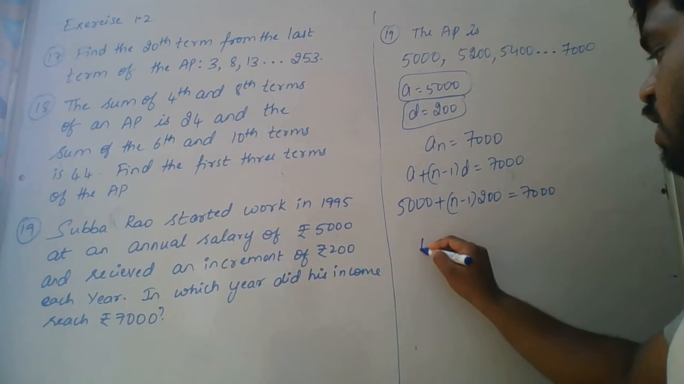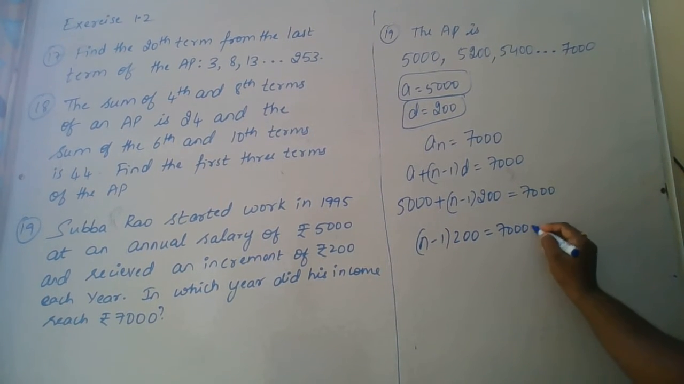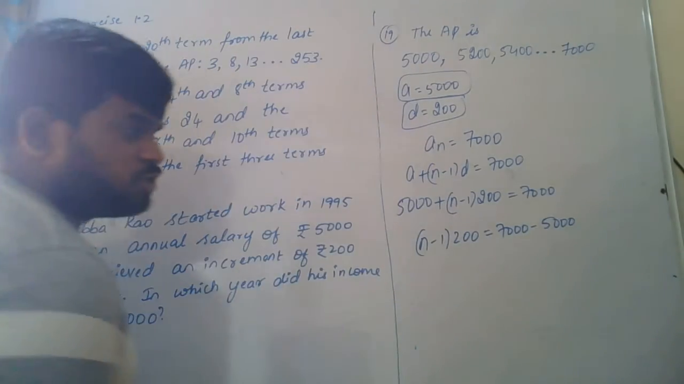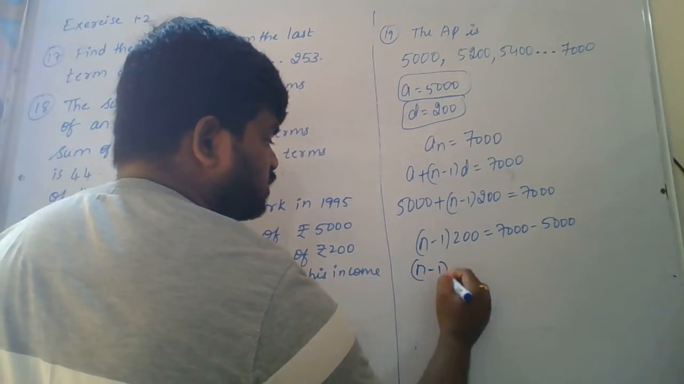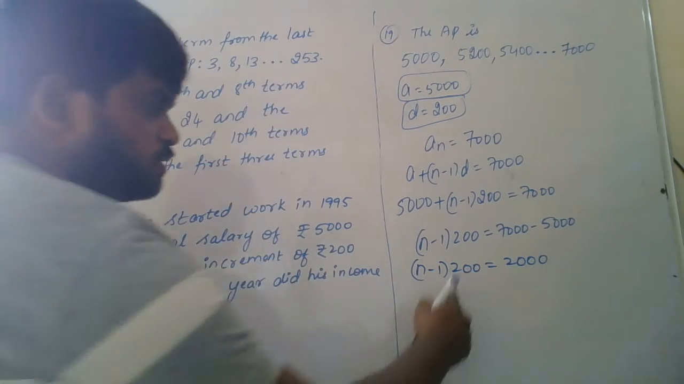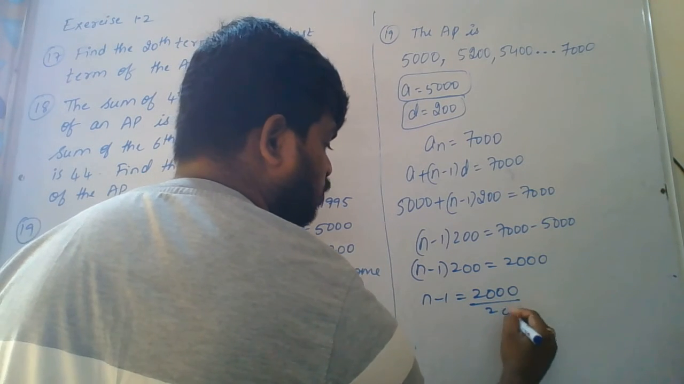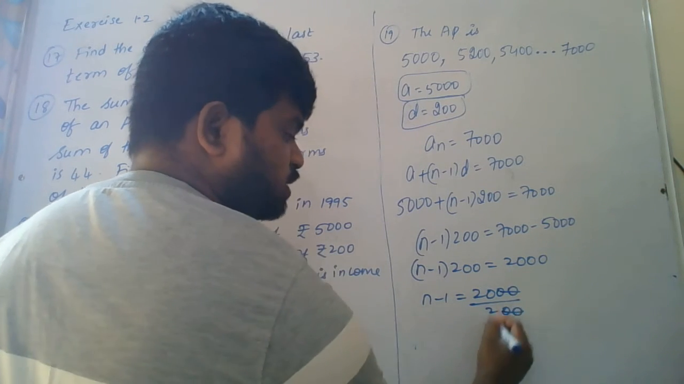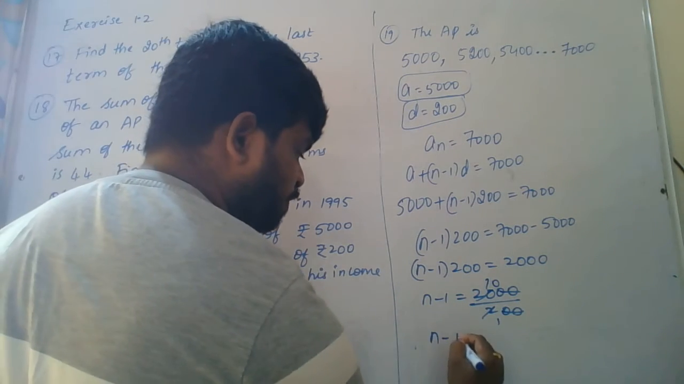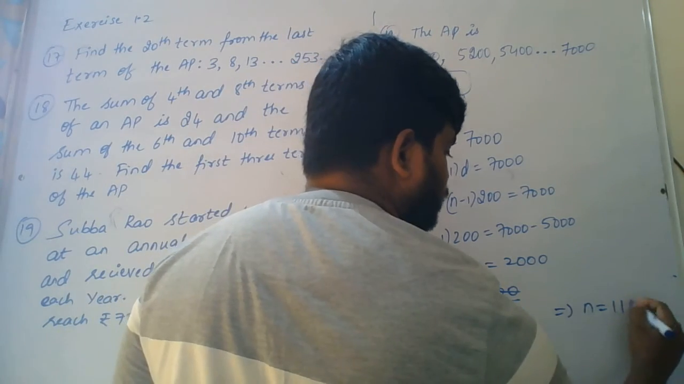Send this 5,000 to the other side. N minus 1 into 200 equals 7,000 minus 5,000. So 7,000 minus 5,000 is 2,000. So N minus 1 into 200 is equal to 2,000. So transpose this 200 to the other side. N minus 1 is equal to 2,000 divided by 200. 2 zeros get cancelled. 2 ones are 2, 2 tens are 20. Therefore N minus 1 is equal to 10, which implies N is equal to 11.